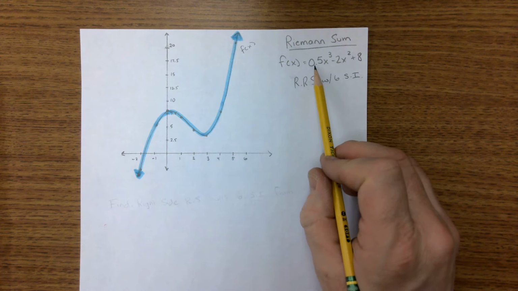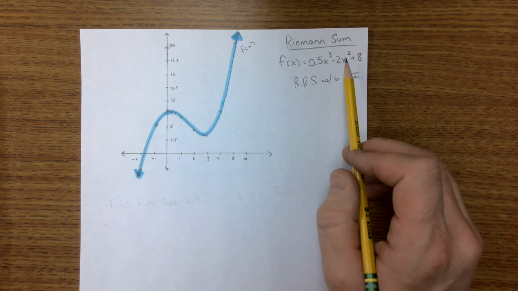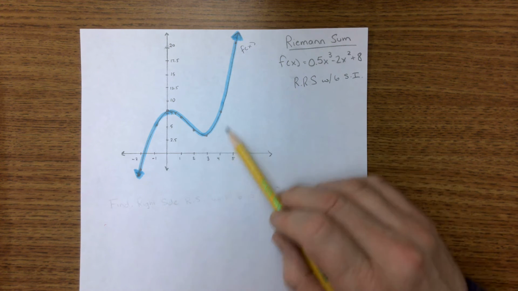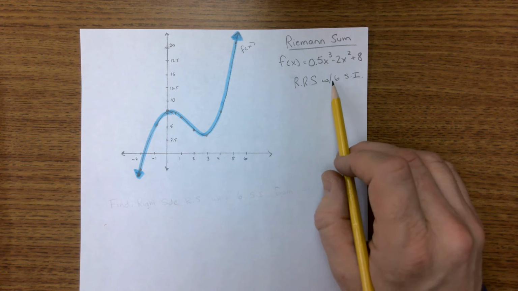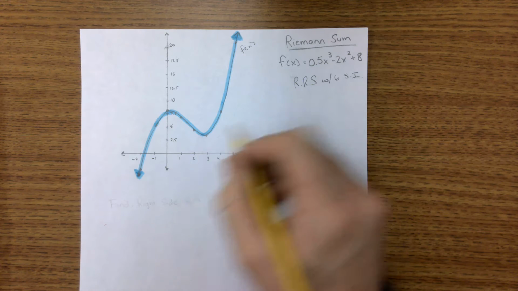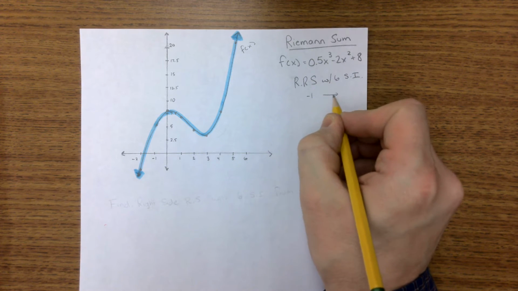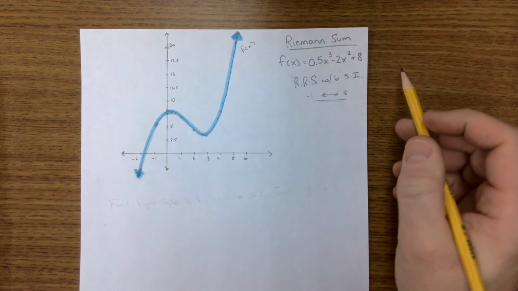The function is 0.5x to the third minus 2x squared plus 8, and that's a cubic function that goes up, then down to the right, and we want to do a right Riemann sum with 6 subintervals. But we're going to do this from -1 to 5. So we're not starting at 0 in this case.